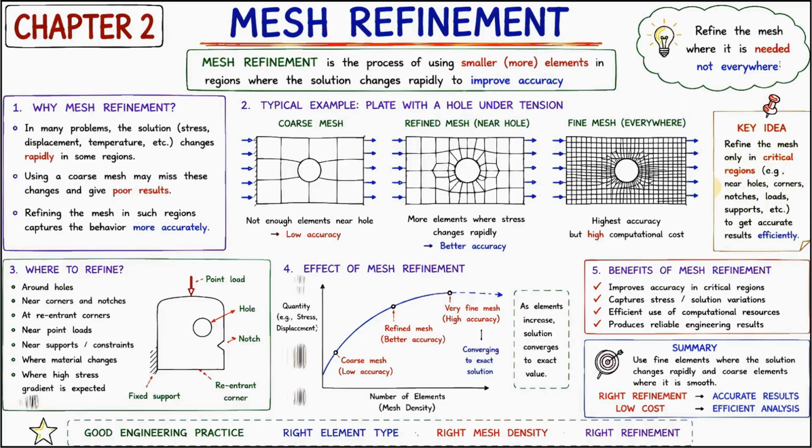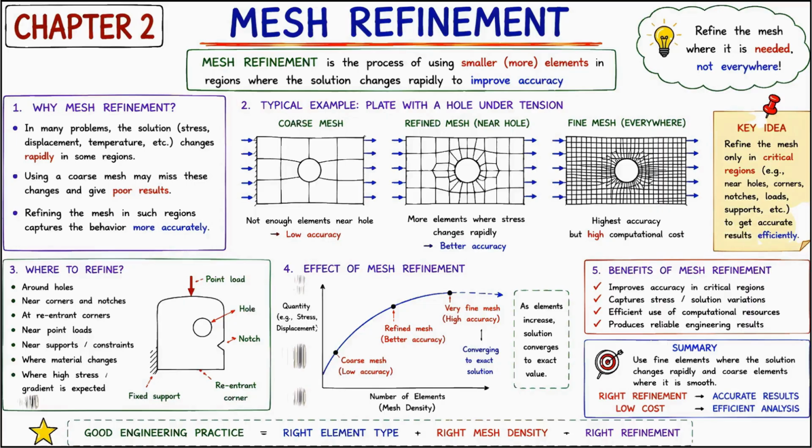Now look at the graph shown below. On the horizontal axis, we have the number of elements, or mesh density. On the vertical axis, we have the calculated quantity, such as stress or displacement. Notice that as the number of elements increases, the numerical solution gradually approaches the exact solution. This phenomenon is known as convergence.